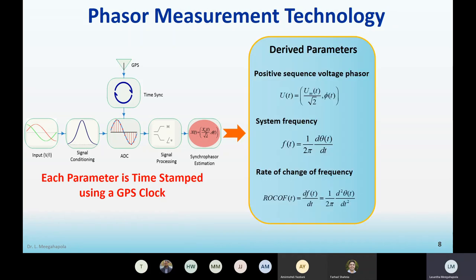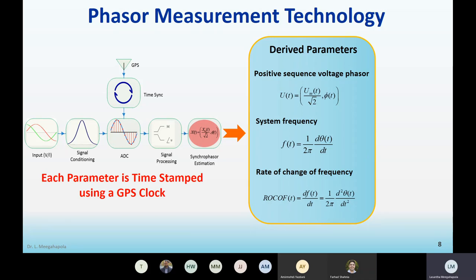When it comes to this technology, these are the main parameters we usually measure. First is the positive sequence voltage phasor when it comes to stability monitoring, because there is some technology being developed which is used for power quality monitoring. When it comes to power quality monitoring, you can extract the harmonic components as well. But what we are really interested in here is extracting the positive sequence voltage phasor, which is more important when it comes to voltage stability monitoring.